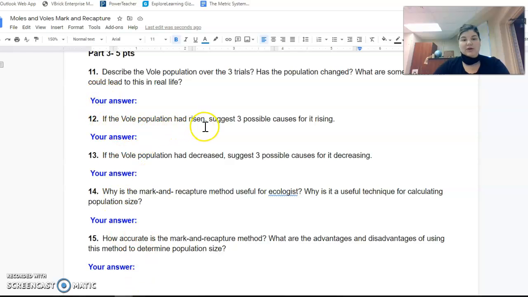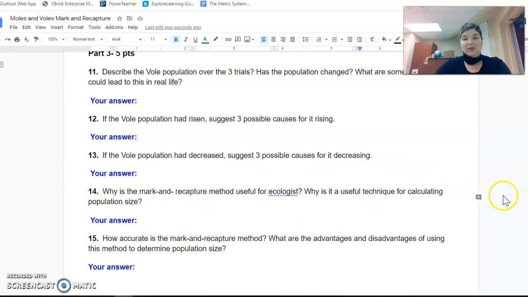So if the vole population had risen, suggest 3 possible causes for it rising. Think about some of those factors. Go back to the changes in population notes that could cause population to rise. Remember, there's 2 main ways that population will increase and 2 main ways that population will decrease. Look at maybe some pros and cons to this mark and recapture method.